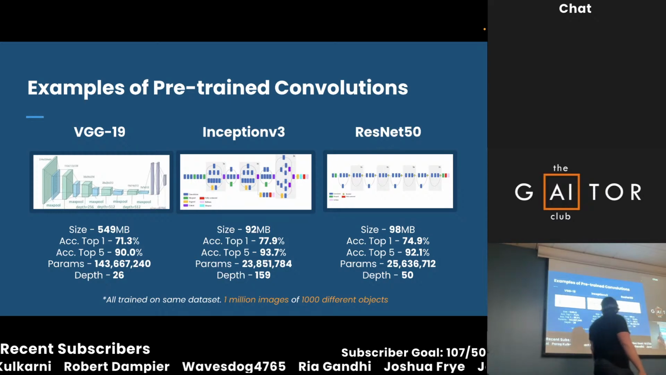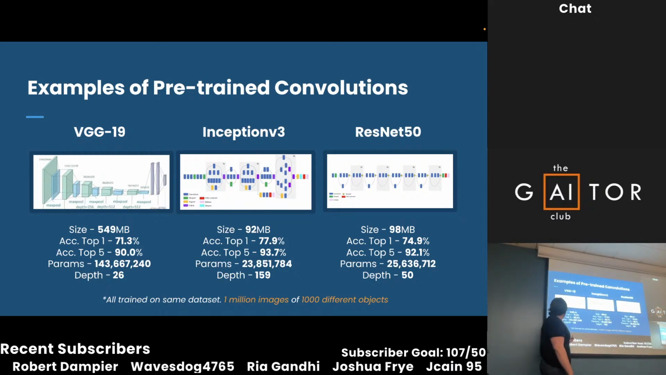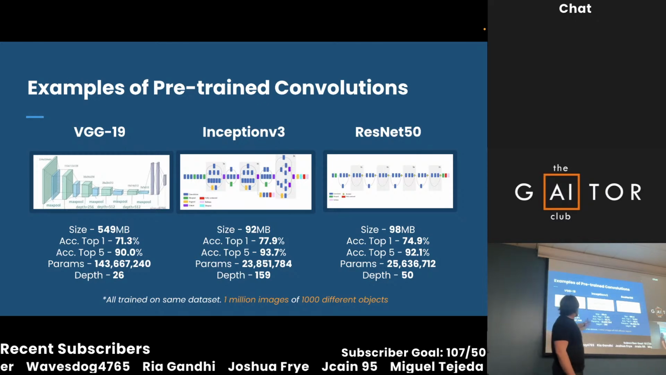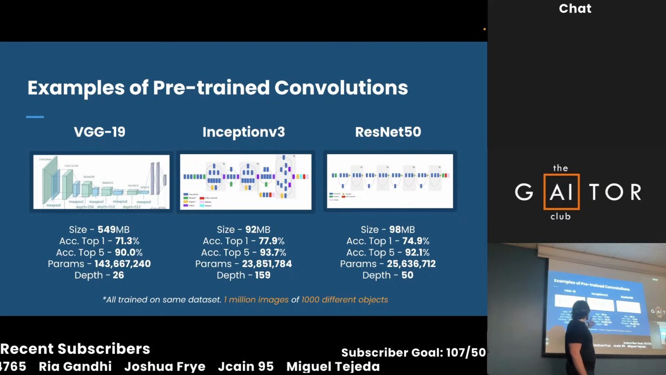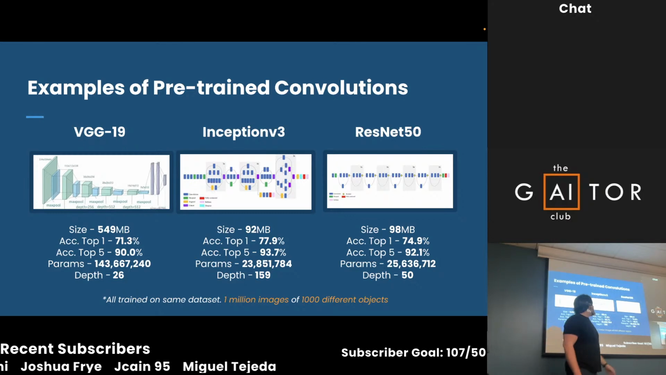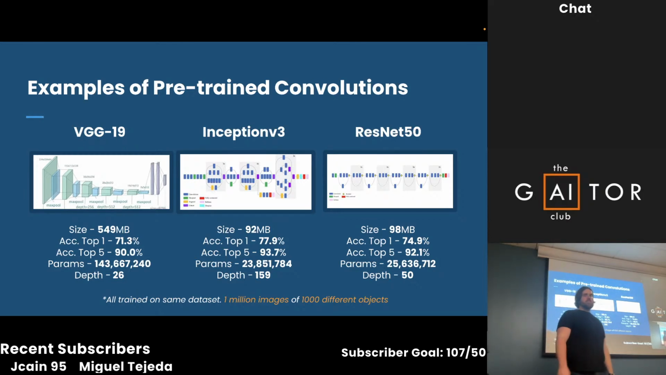It has 90% accuracy. But this one by Google, which is smaller and has fewer parameters, is still 94% accurate, and so on. ResNet is about the same. They're both made by Google.